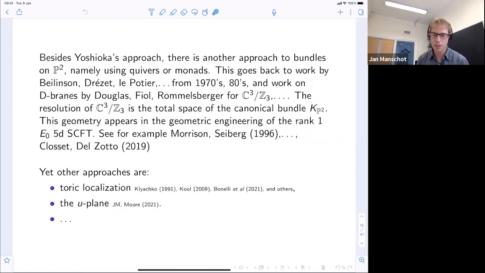And this geometry appears as the geometric engineering of the rank 1 E0 5D CFT, which was also discussed in recent work by Closset and Del Zotto. Yet there are other approaches to bundles over P2, for example, to directly apply toric localization, or the U-plane approach using the effective field theory. But I'll leave those aside for today. Okay, so to proceed with the context of quivers and monads, let me introduce quivers in some detail.